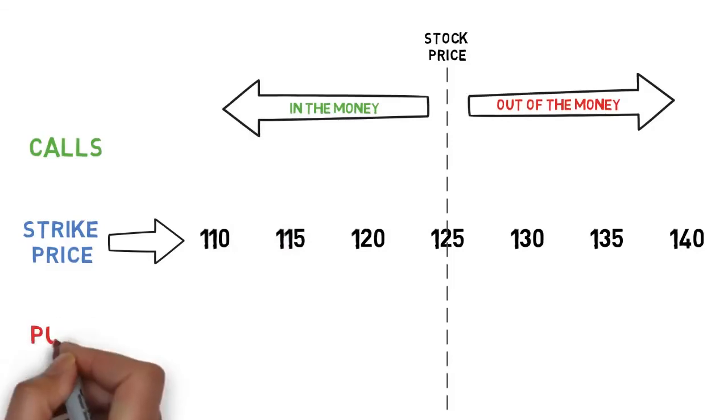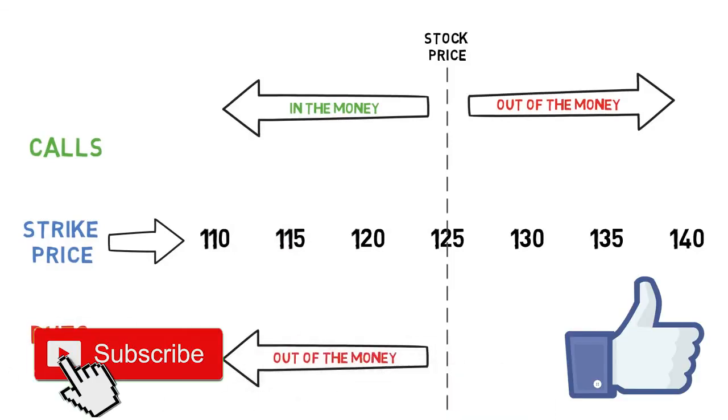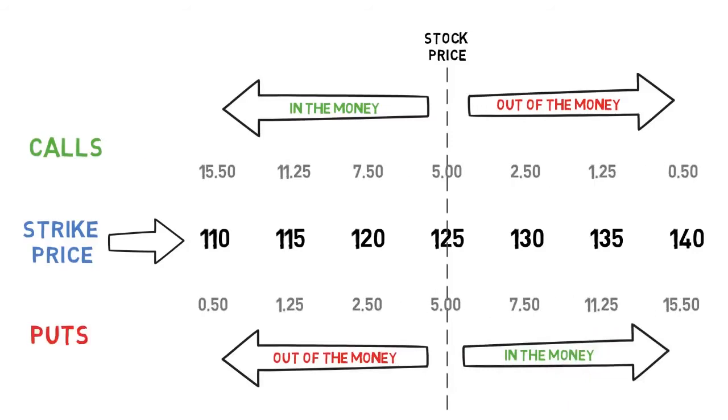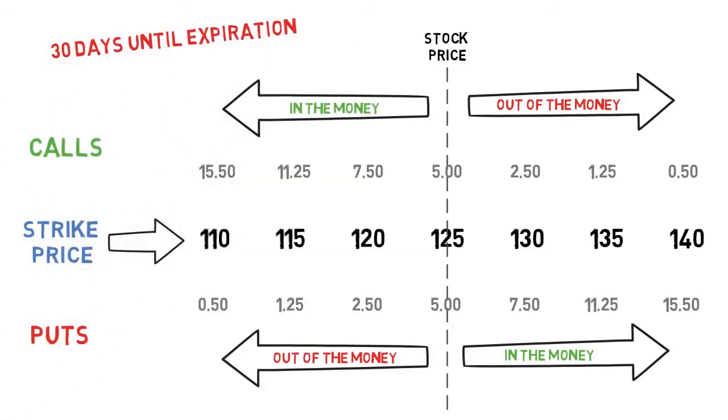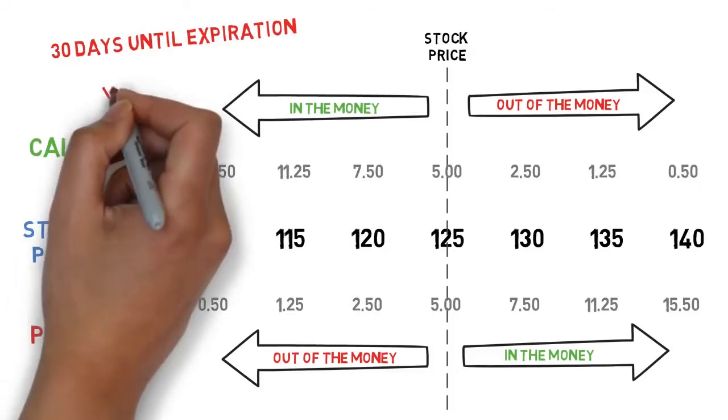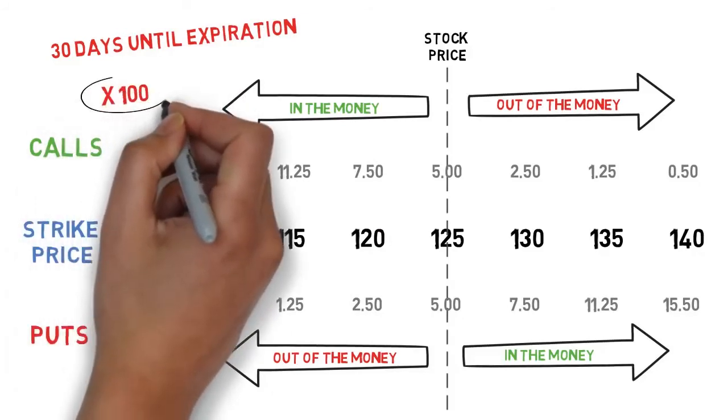And for put options, it's the exact opposite. I know this is a lot to digest right now, but soon it will become second nature. So here's an idea of what each option's price will look like with, let's say, 30 days to expiration. And just a quick note, each option contract represents 100 shares of stock.